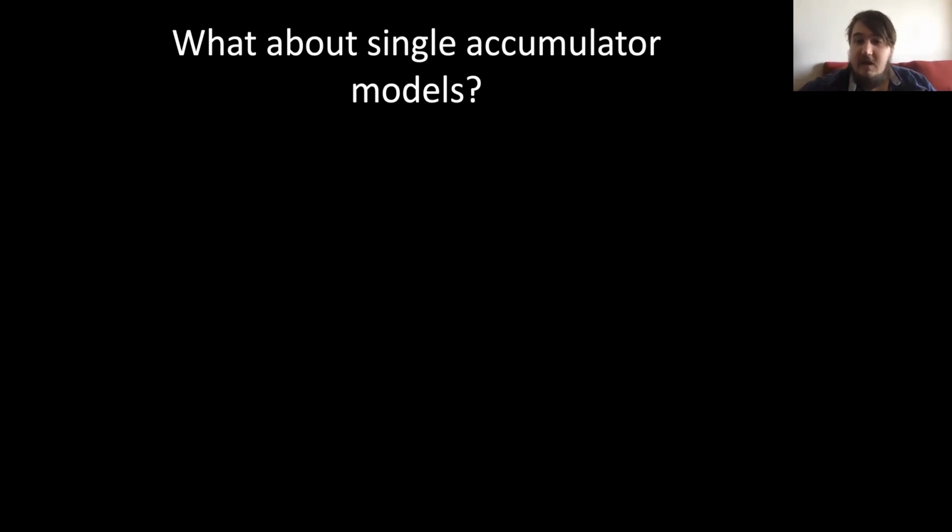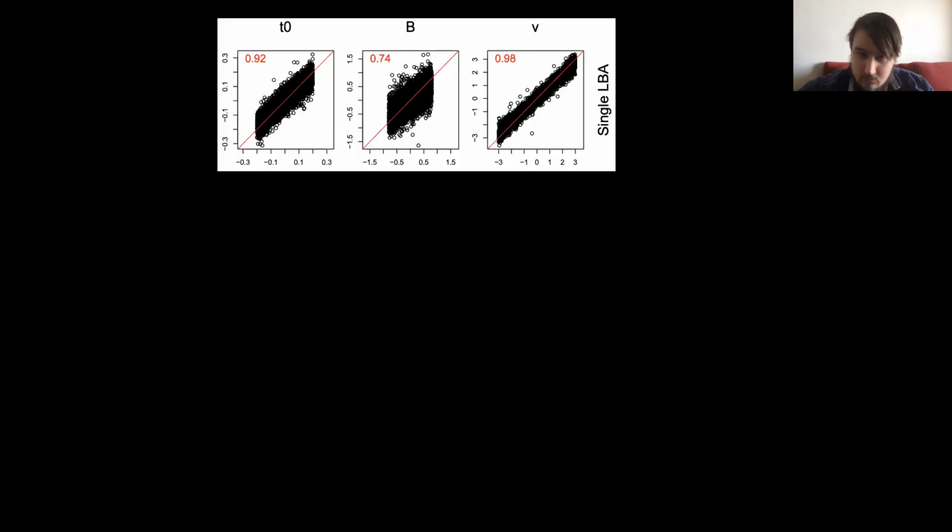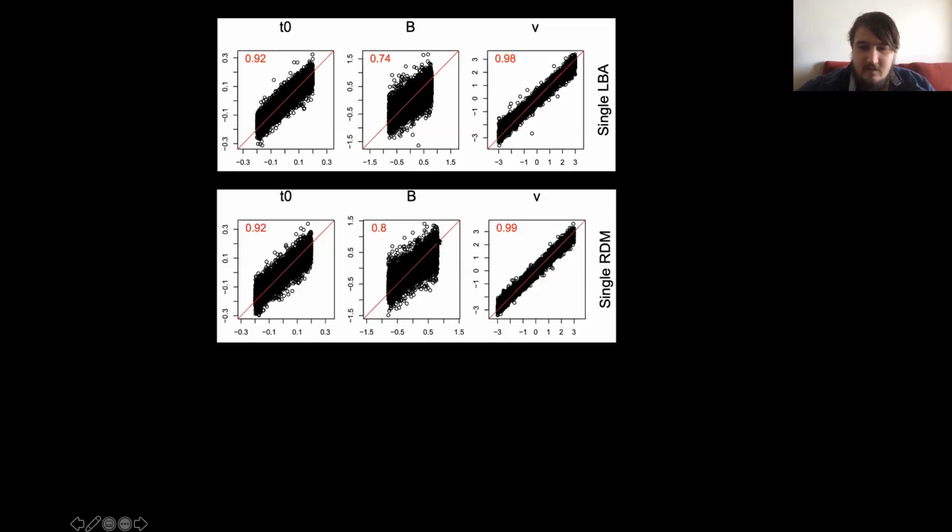These use the single accumulator model, where rather than having racing accumulators, you just have one accumulator that goes, and when it hits the threshold, a response is made. So if we use a single accumulator variant of the LBA, then we again see a similar issue. Again, you can't really separate it. If you generate with 0, you could estimate anywhere between 1 and -1. I should mention that in all cases, the racing Wald seems to be slightly less bad than the LBA, but this is subjective.